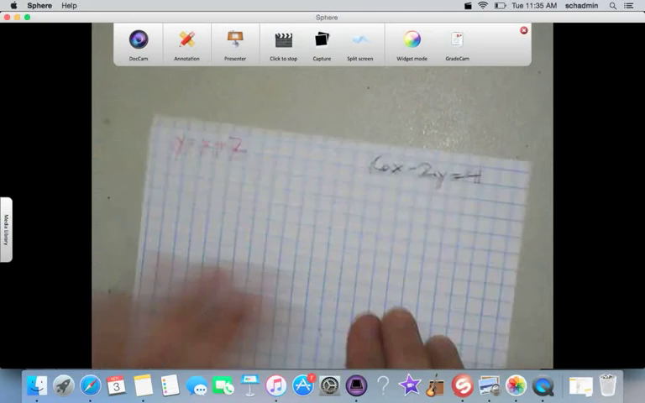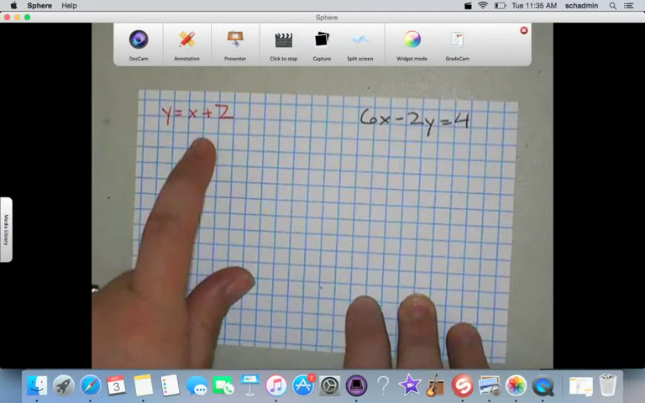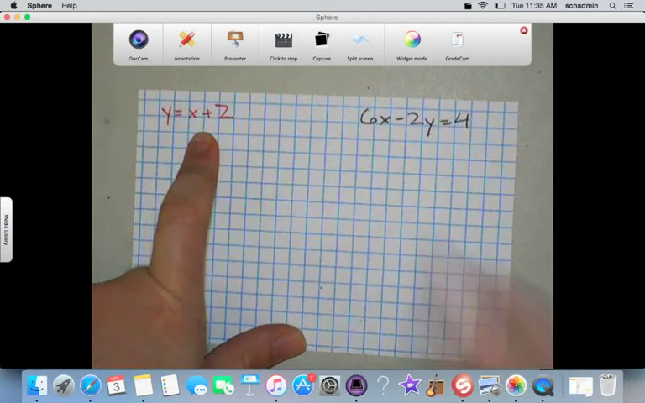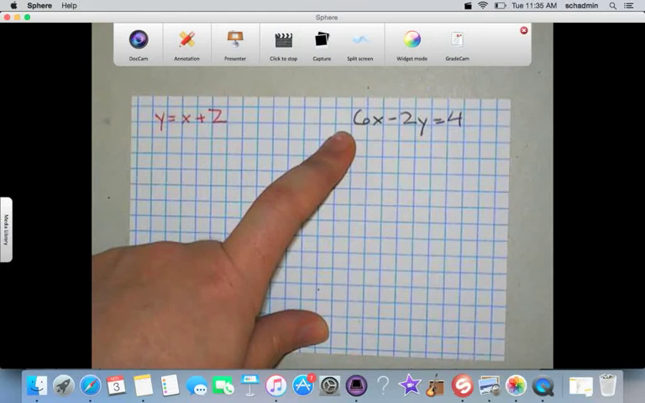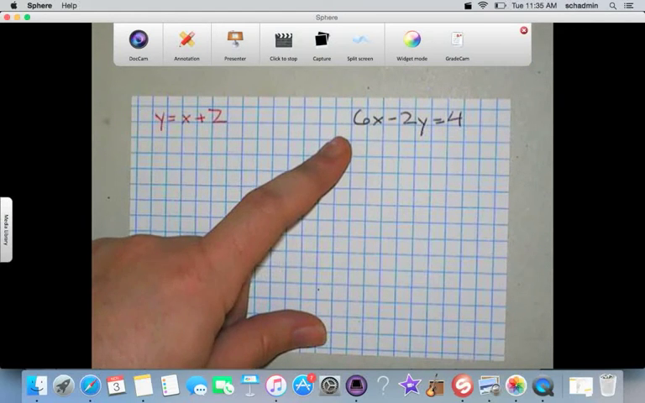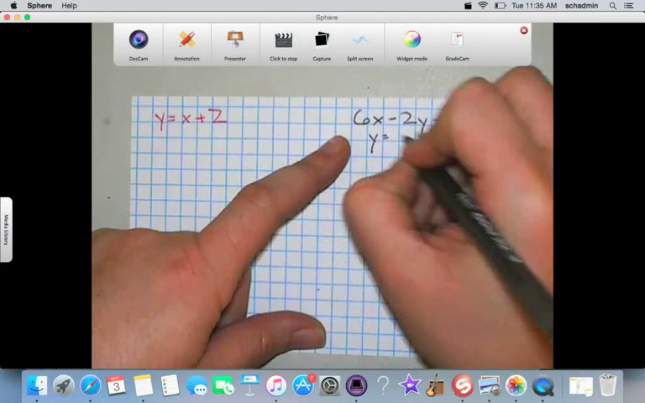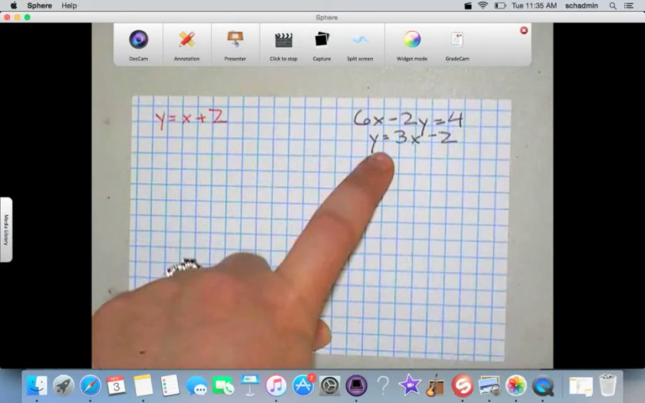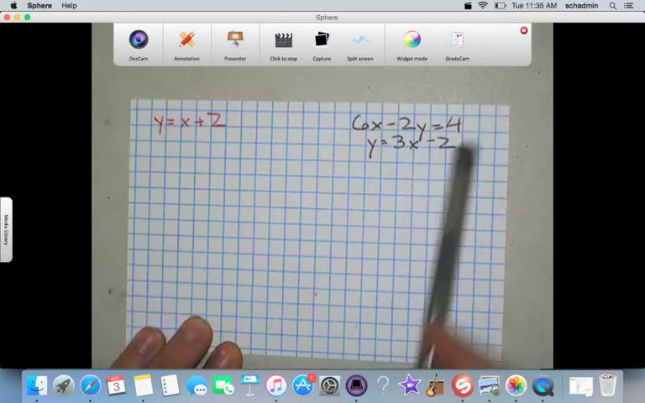You should have already graphed these 2 linear equations in your notes. The one in red is very easy since it happens to already be in slope-intercept form. The one in black is in standard form, and you need to go ahead and convert that into slope-intercept form just to make your life a little easier, which you should have already done. You will end up with y equals 3x minus 2. This is much easier to graph.